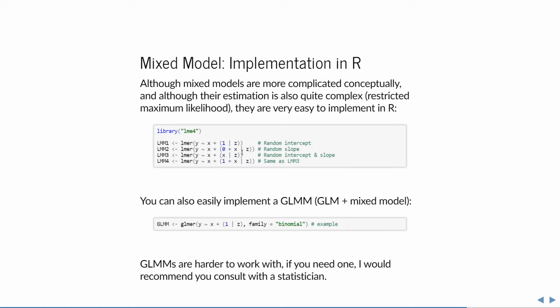If you say 0 + x, 0 means not an intercept, and then + x means I want a random slope for variable x. So you can do it for different explanatory variables if you have several ones. And lastly, it's possible to do both. In this case, you would say x, because by default, there's always an intercept included. So if you would type 1 + x, that's the same as the previous one.